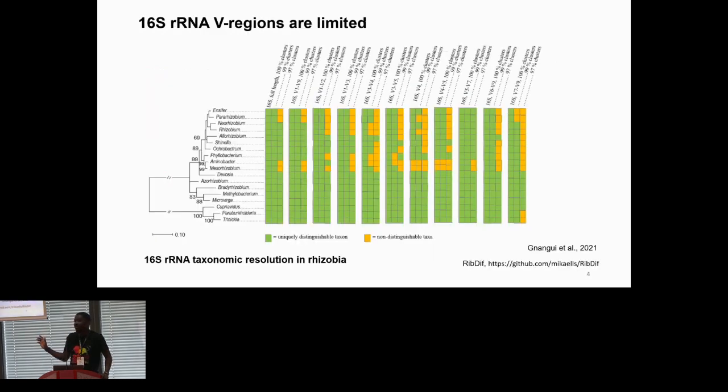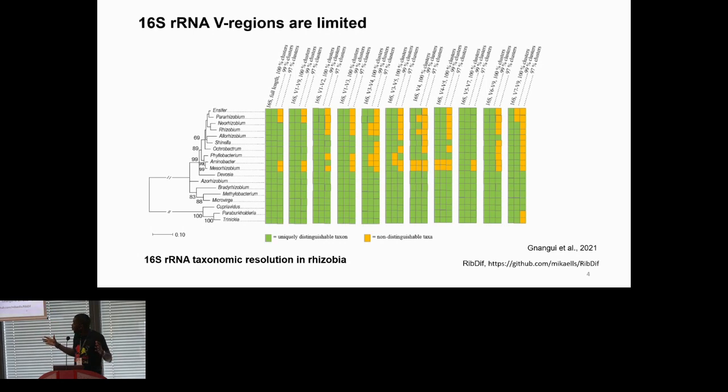However, we know that 16S rRNA and the hypervariable regions are limited for taxonomic resolution of some genera. This picture shows a study we did for rhizobia, which are a type of bacteria that have a symbiotic relationship with plants. You can see that for the 18 genera of rhizobia, all the major hypervariable regions we commonly use are not able to resolve the different genera of rhizobia.